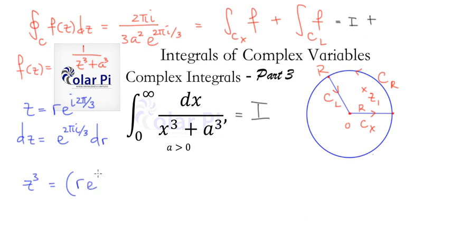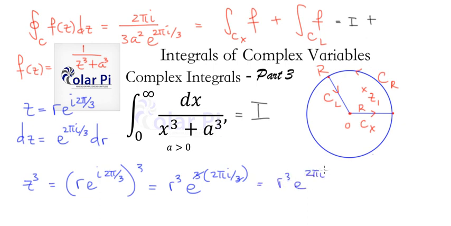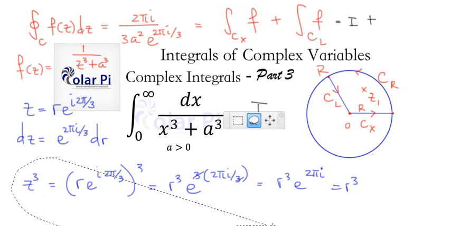r e to the i 2 pi over 3, cubed. That's r cubed, and then e to the 3 times 2 pi i over 3. This 3 and this 3 take care of each other, so we have r cubed e to the 2 pi i, but e to the 2 pi i is 1, so we just have r cubed. That is, z cubed is equal to r cubed. Nice.